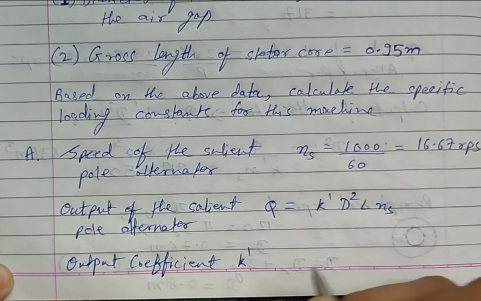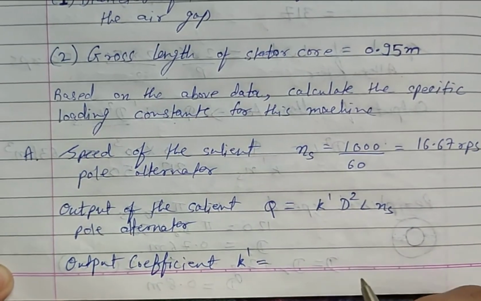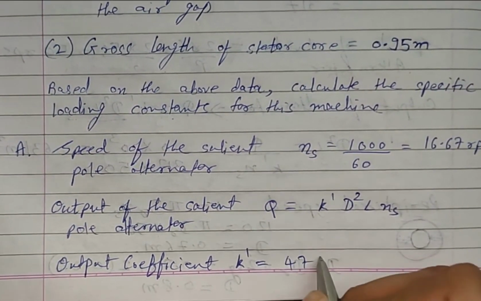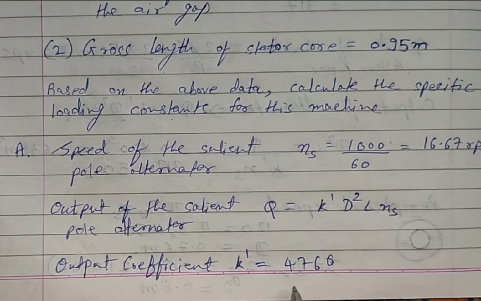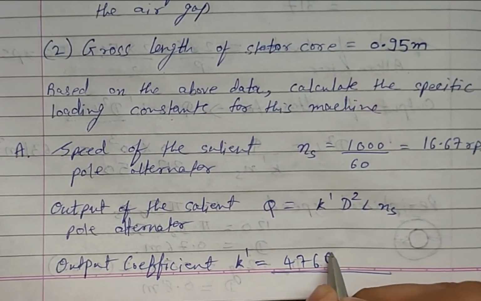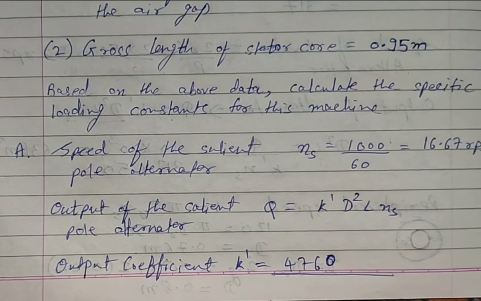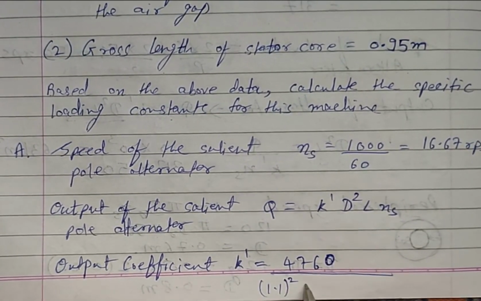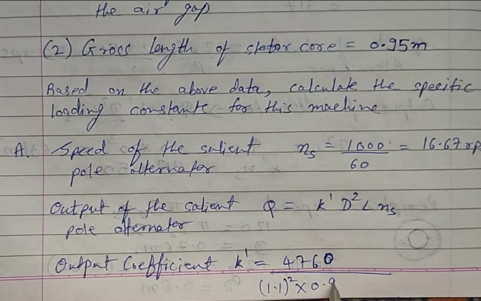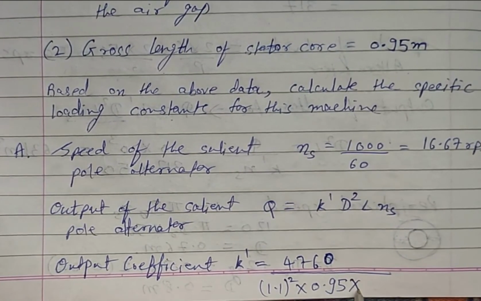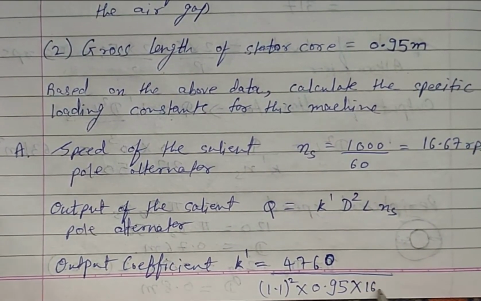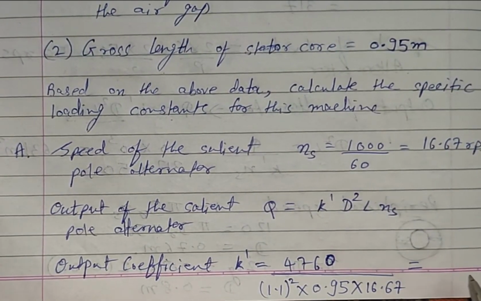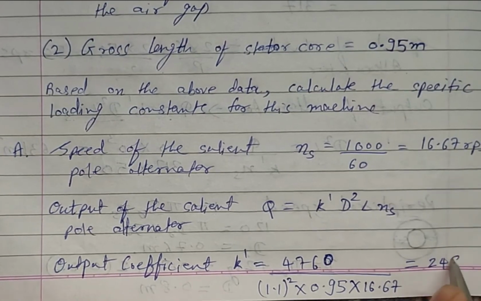The output coefficient K dash would be equal to 4760 divided by 1.1 square multiplied by 0.95 multiplied by 16.67, and the answer comes out to be 248.